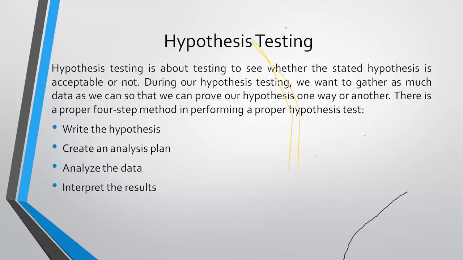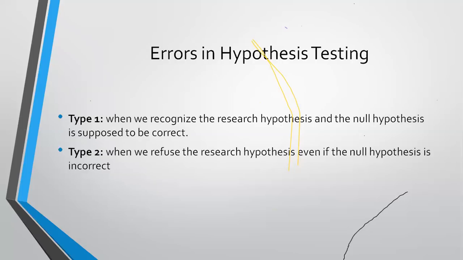There are some errors that can take place during hypothesis testing. We can have type 1 error. We can have type 2 error. Type 1 error is a type of error that occurs when the null hypothesis is rejected when it is true. That is when you have type 1 error.